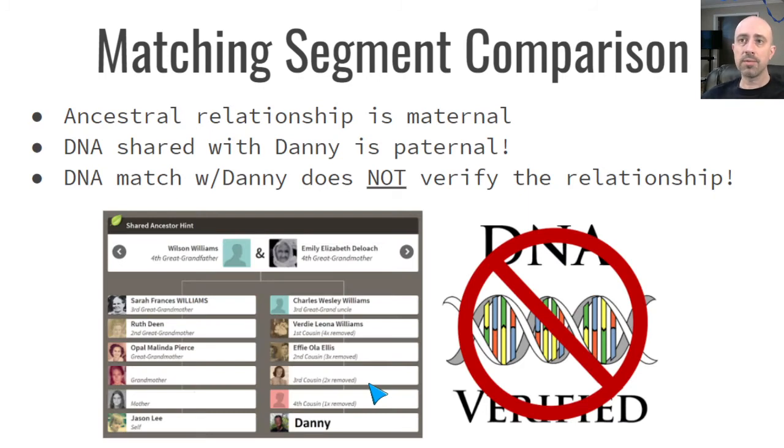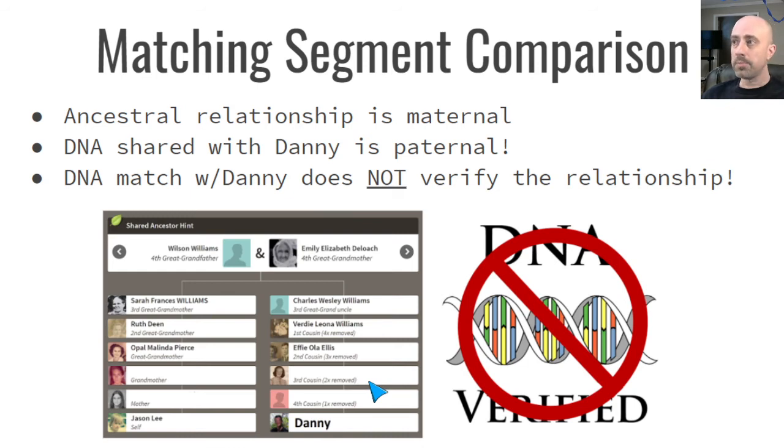That takes us another step further and tells us that although the ancestral relationship that we first identified for Danny and my family is maternal from his mother, the DNA doesn't back that up. The DNA is paternal. So the DNA that I share with Danny does not verify this maternal relationship. It verifies something else. It doesn't verify the relationship that goes back to Wilson Williams and Emily Elizabeth Deloach.